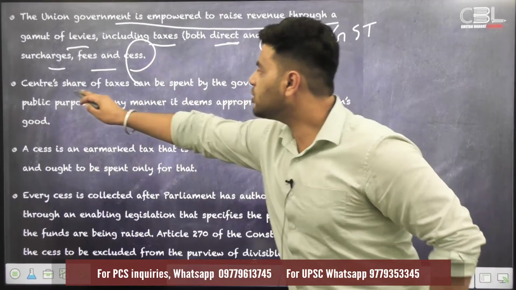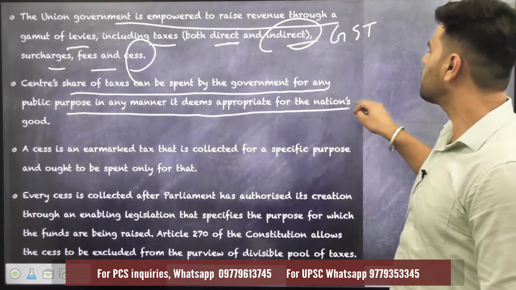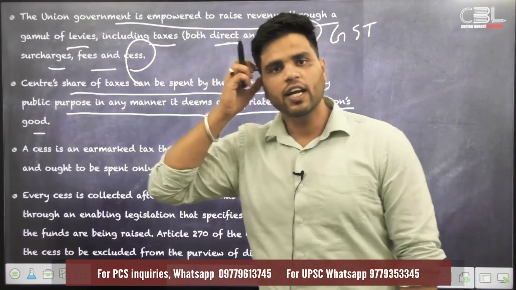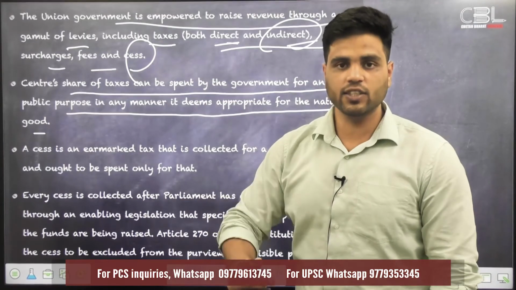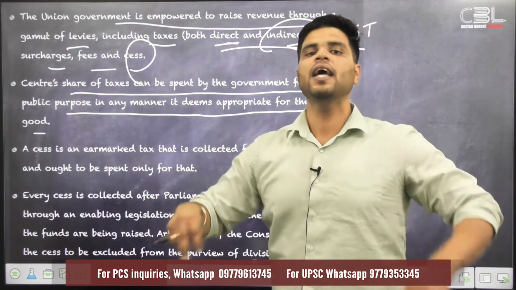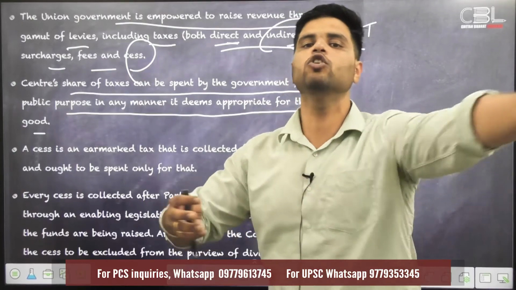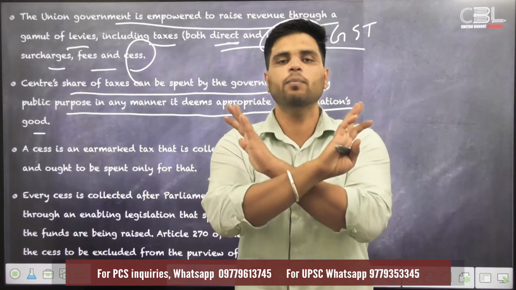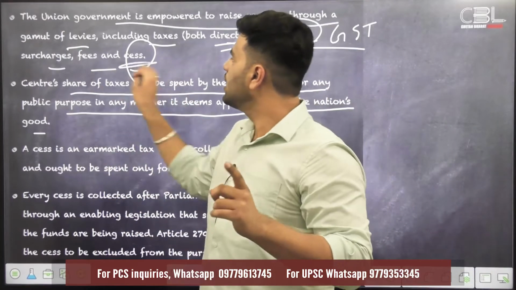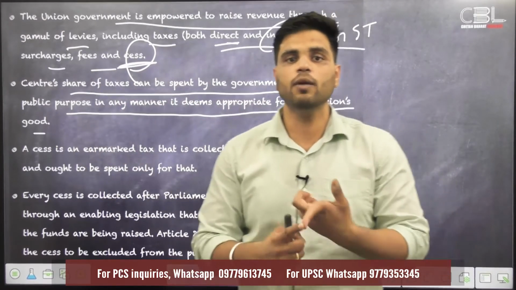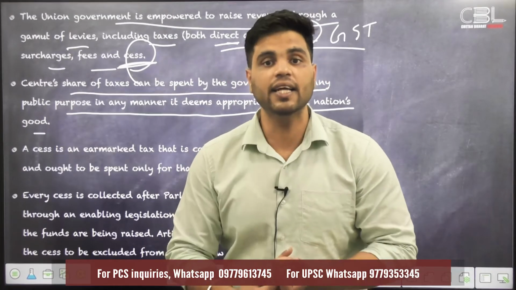Okay, center's share of taxes can be spent by government for any public purpose in any manner it deems appropriate for the nation's good. Now, the money collected through these taxes, the center's share of taxes, center can spend this money any way it wants. It can spend it on any good or service it wants. It's completely center's prerogative to utilize this money. But what about cess? The money collected through cess, you must have heard about Swachh Bharat cess, GST compensation cess, Krishi Kalyan cess.